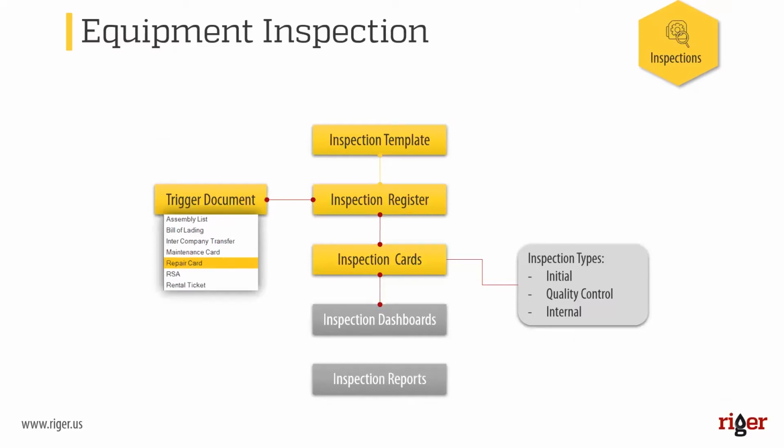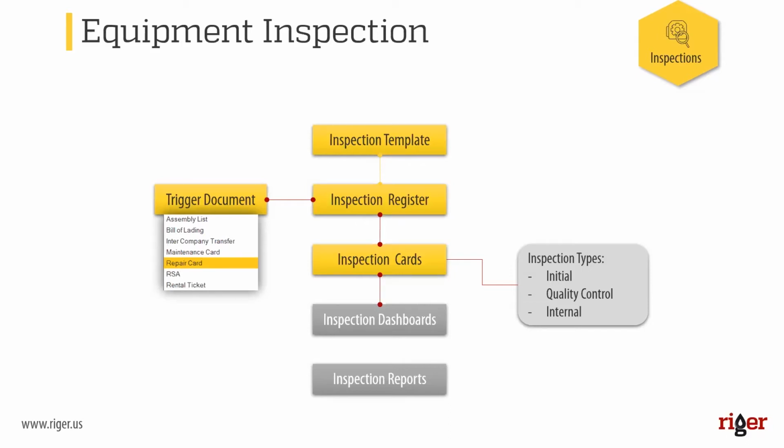Another module that is responsible for working with the equipment is the inspections module. The inspections module is used by companies who have the abilities to inspect their units by themselves. And again, it may happen after each job when the equipment is brought back to the shop.